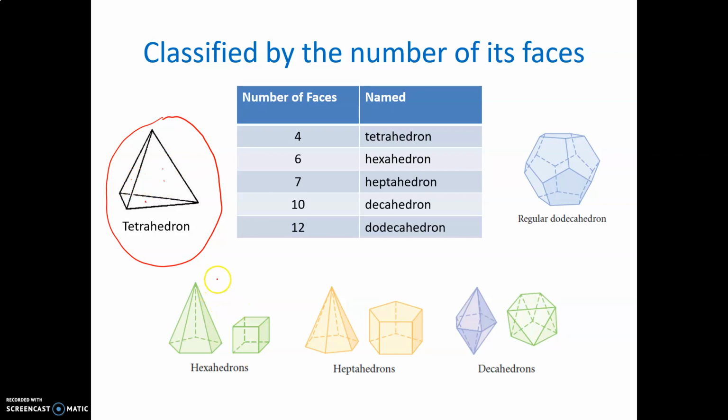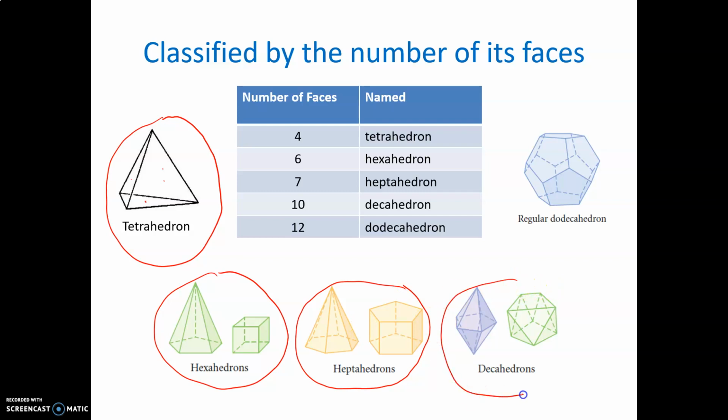Okay, this has six sides, hexahedron. You can see how different they look. Both of those are hexahedrons because if you count the sides, there are six in each of those. Same thing here, heptahedron. They each have seven sides and they look totally different. Here's a decahedron, has 10 sides, and a dodecahedron has 12 sides.